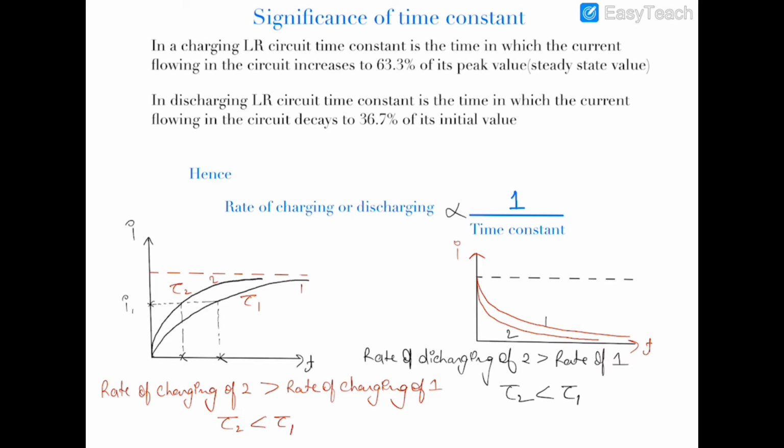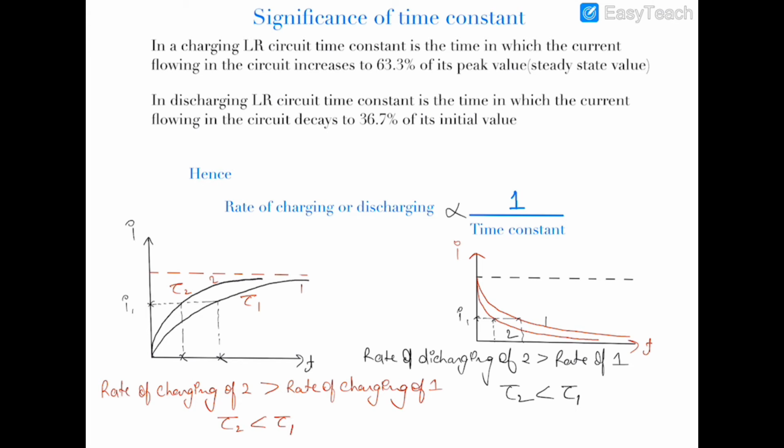Now if I move on to the rate of discharging and the graph of the decay circuit, you can see again there are two graphs, and if again I draw a current demarcation, let's suppose it is I1, you can see that graph 2 decays to I1 in a lesser time and graph 1 decays to I1 in a greater time. So the rate of discharging of 2 is greater than the rate of discharging of 1, and hence again I can say that the time constant of 2 is less than the time constant of 1.